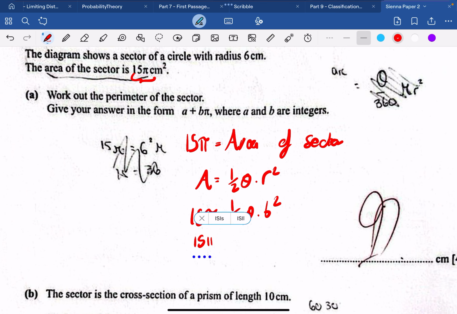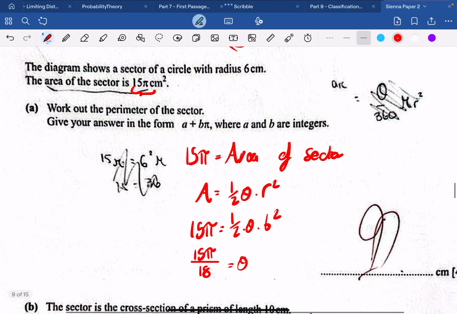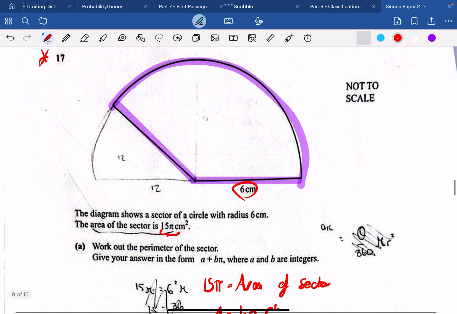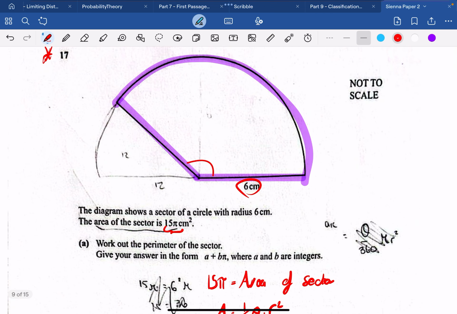So 15 pi over 18 is equal to theta. Now, you might be wondering what theta is. Theta is this angle here, right? This angle, because they gave us the area of this shape. They give us the area of the sector, right? They gave us this. And it's based off this angle right here, which we've just worked out.